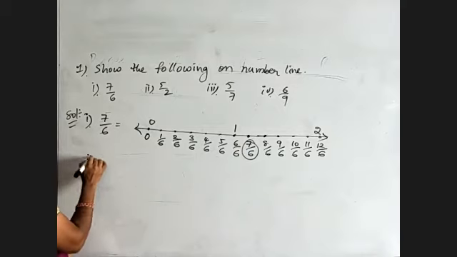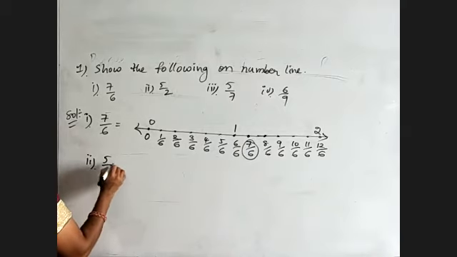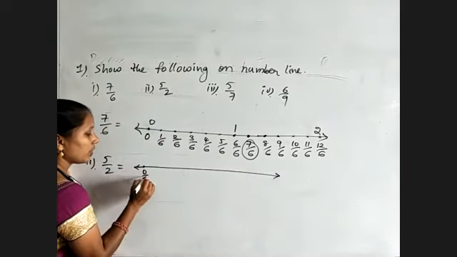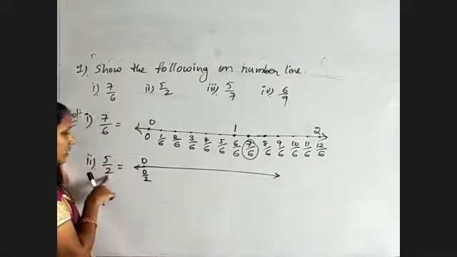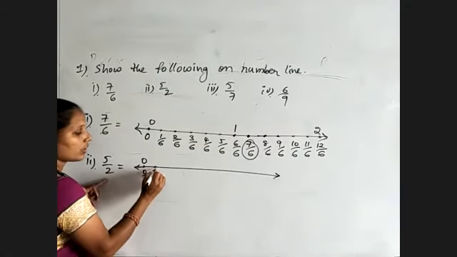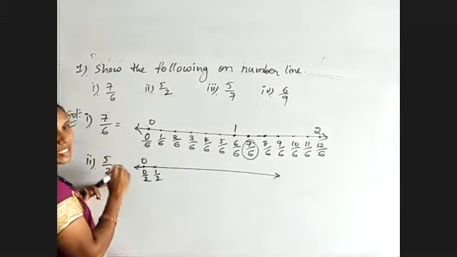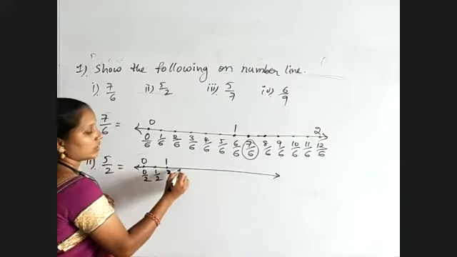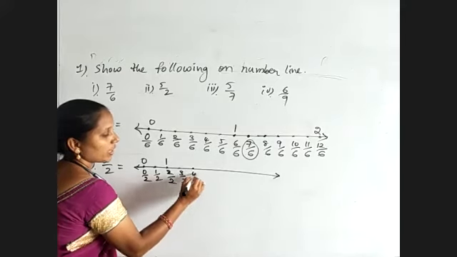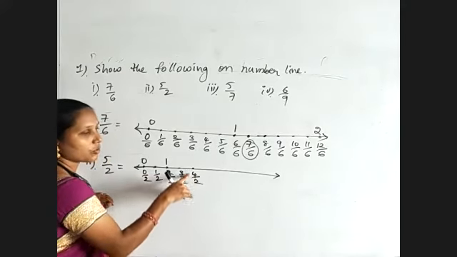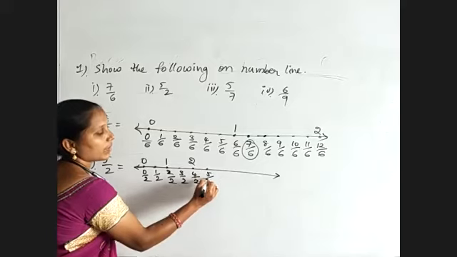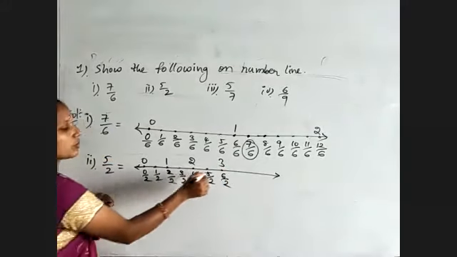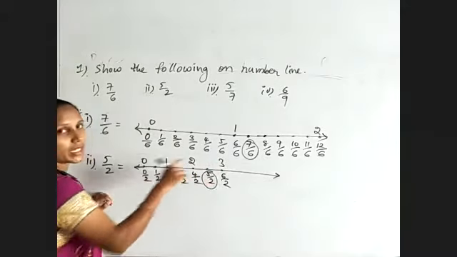And coming to the second one, 5/2. 0/2, because the denominator is 2. So 0/2, 1/2, 2/2. 2/2 is nothing but 1. 3/2, 4/2. 4/2 is 2. 5/2, 6/2. 6/2 is 3. We need 5/2. So it is lying between 2 and 3.